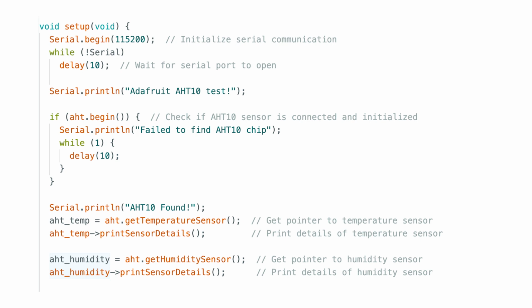In the setup function, the code initializes serial communication for debugging and verifying the system's operation. It then attempts to initialize the AHT10 sensor. If the sensor is not detected, the program enters an infinite loop to signal an error. Upon successful initialization, the code prints detailed information about the temperature and humidity sensors, ensuring they function correctly.